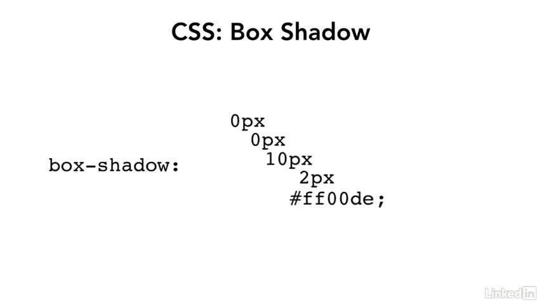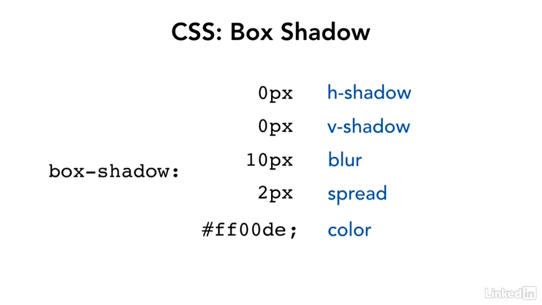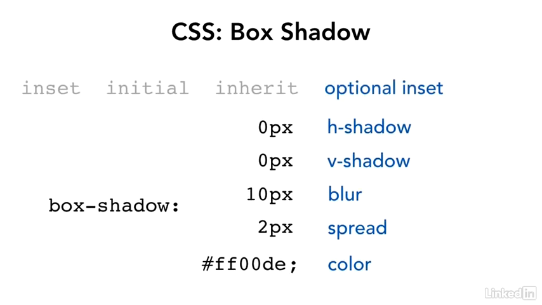We have our individual properties of the horizontal offset, or the H shadow, the vertical offset, or the V shadow. We have a blur, and then we have a spread, and then finally the color. And it's worth mentioning that both the box shadow and the text shadow have an optional first property called the inset property. And this can either be set to none, which means we wouldn't specify it, inset, initial, or inherit. And we're going to be using the inset property here for the box shadow.